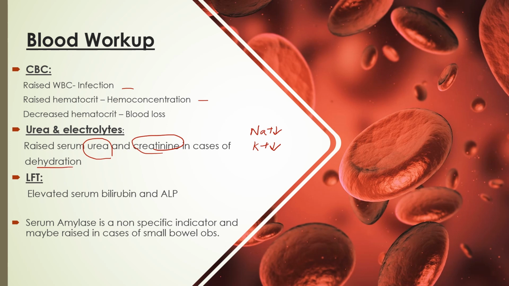If we get the LFTs done, we will find raised serum bilirubin and ALP, that is alkaline phosphatase. Serum amylase is a non-specific indicator, but it may be raised in some cases of small bowel obstruction. Serum lactate can be used as a good indicator for bowel ischemia.